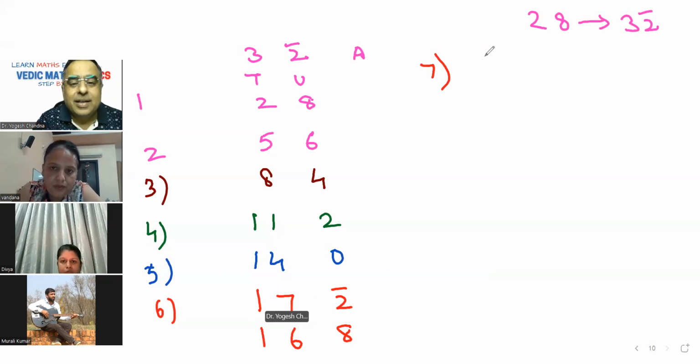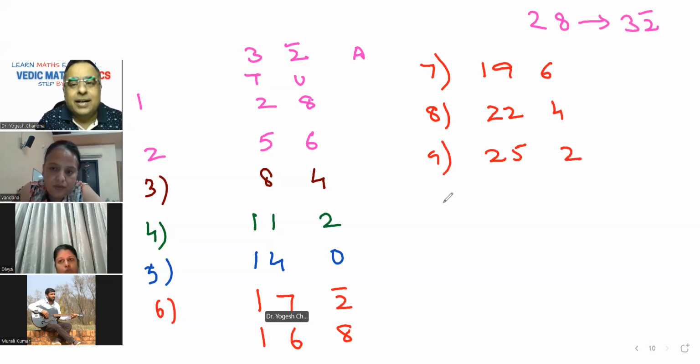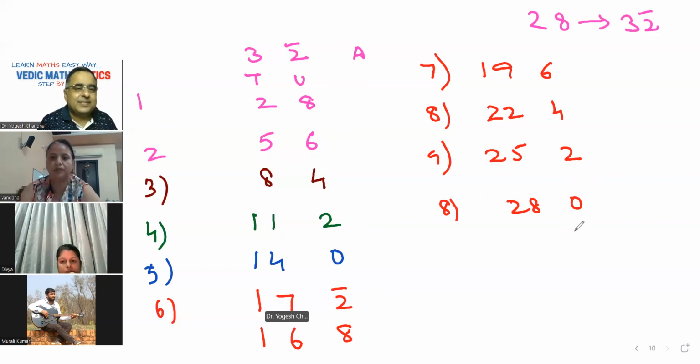Seventh step. 16 plus 3 is 19 and 8 minus 2 is 6. 19 plus 3 is 22. This is 4. 25, and this is 2. 28, and this is 0. See, this is reverse. 86420 and this is 648462. You got the answer. Now is it clear? Yes, sir. Any doubt?